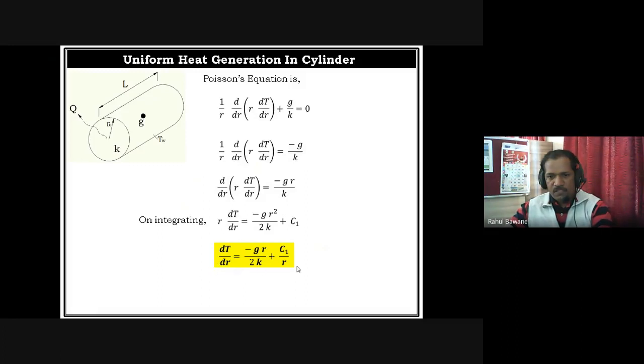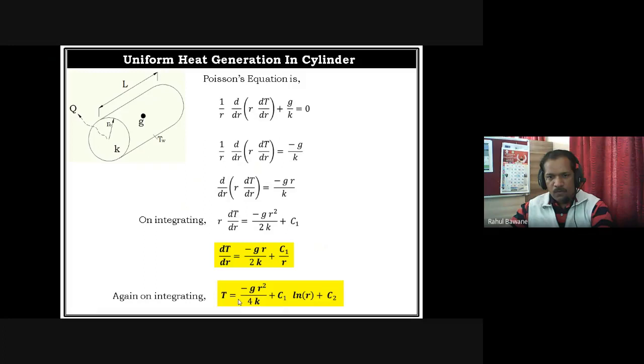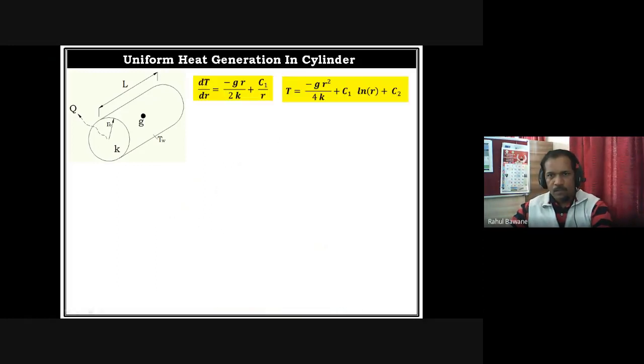Now when we integrate this equation again, we get the temperature distribution equation: T equals minus g r square upon 4k plus c1, 1 upon r becomes ln of r, plus c2. This is the constant of integration, the second integration. So now we have the dT by dr form and the temperature profile form. So we have to apply the conditions.